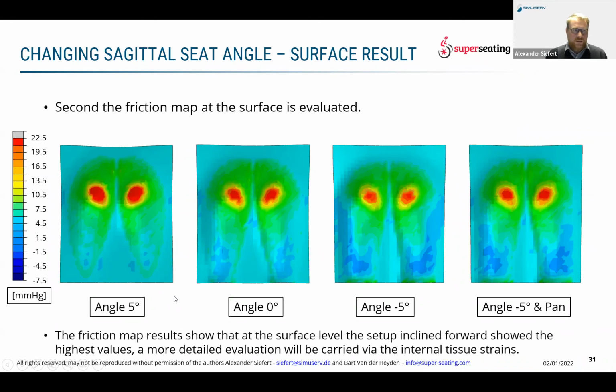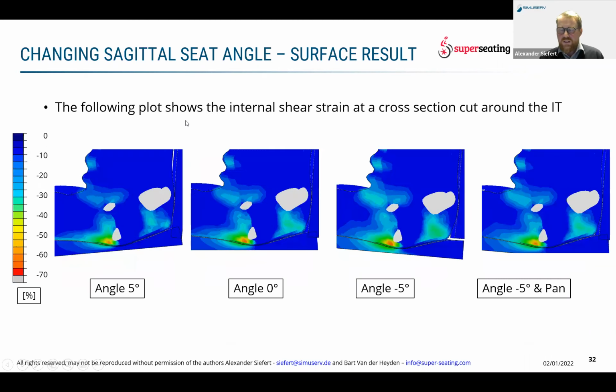But more surprising was the second part of the story, when we looked internally. And it's interesting, it's just vice versa. When we look at the shear strain values, and this is the cross section at the IT region, on the pictures you see a little bit of light red, and it gets higher with the angle of 0 degrees and -5. This is strange. The friction is higher on the left side, and the internal stresses are lower.